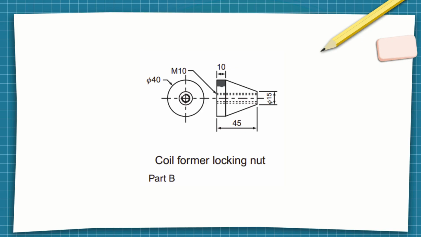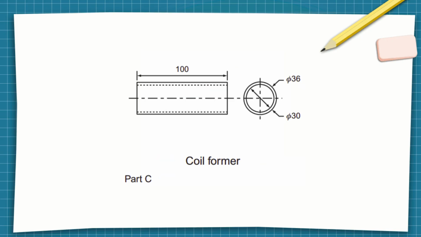Part C, coil former. Here we have Part C, the coil former. It's a hollow cylinder with an overall length of 100 millimeters. The outer diameter is 36, and the inner diameter is 30.